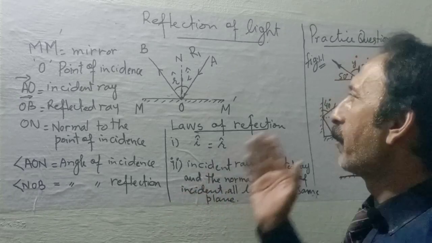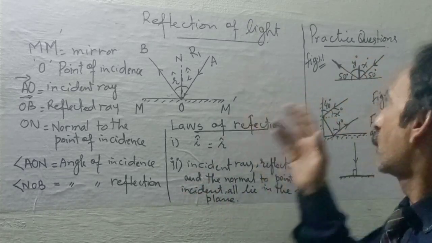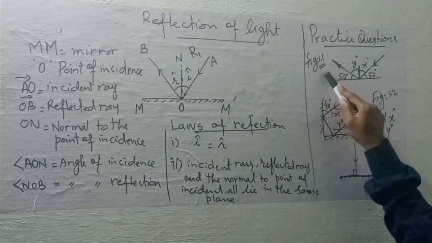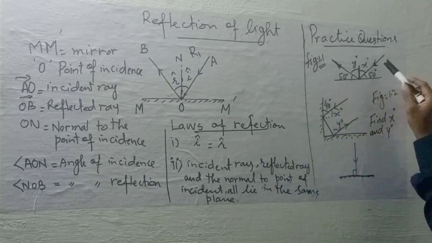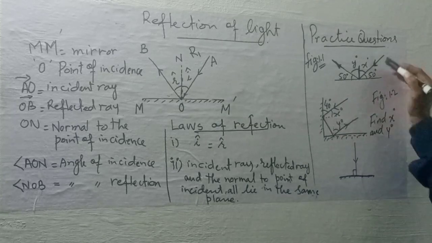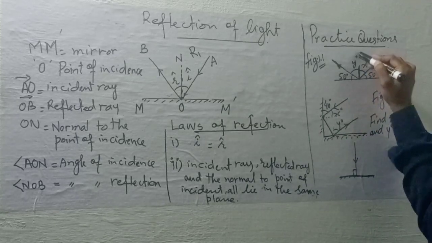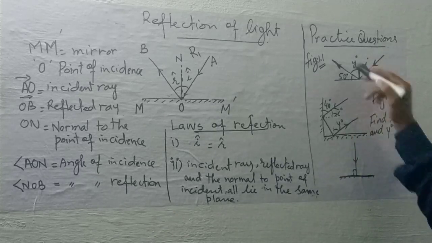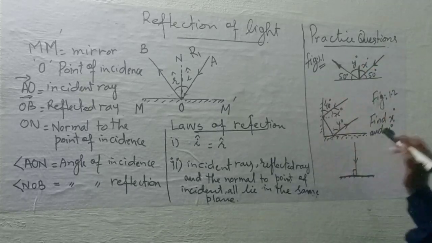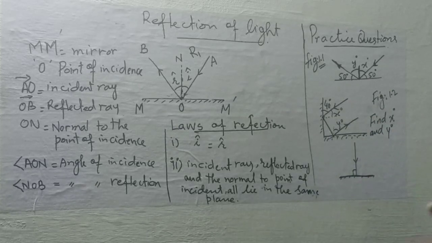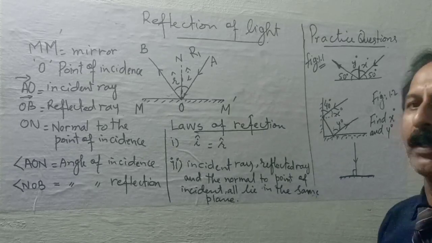For example, I have made three diagrams for you. One, figure 1.1, is a ray diagram showing an incident ray and a reflected ray. A normal is also drawn here, and it is asked that in all these diagrams we find x and y. X and y are both angles that we are going to find.